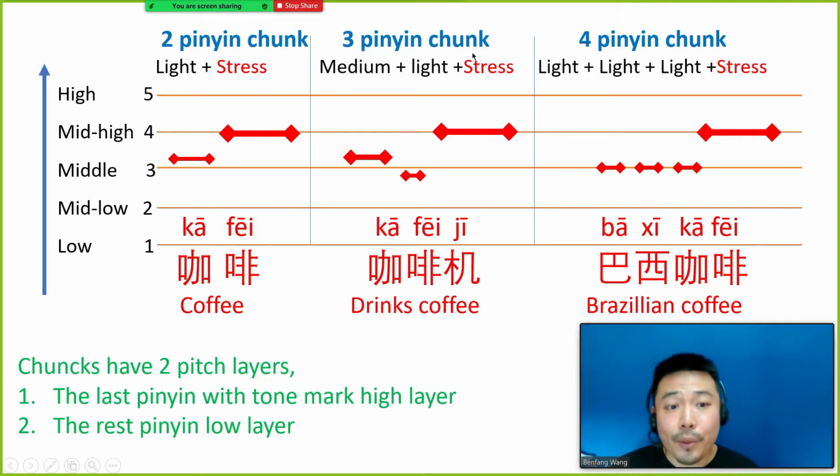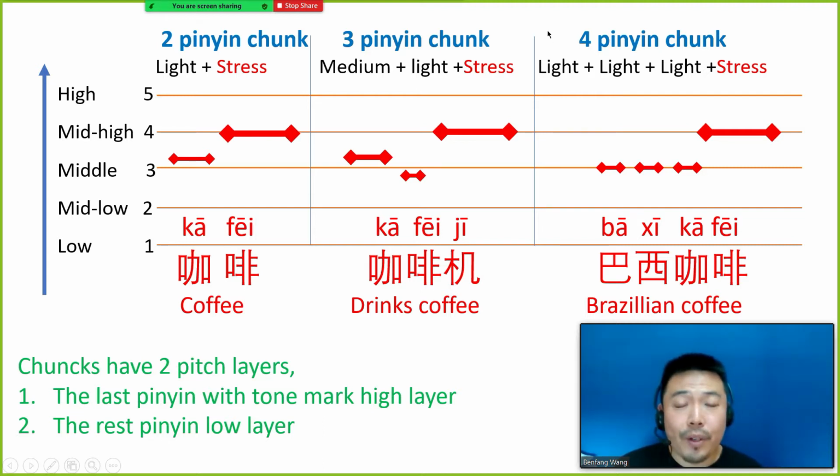For the 3 pinyin words, we have to apply the rule medium, light, stress. Coffee machine in Chinese is 咖啡机, 咖啡机. Now fei is not the last pinyin with tone mark. And in this 3 pinyin chunk, fei falls in the middle, which is the pinyin we have to make super light and fast. So in this way, coffee machine in Chinese will be 咖啡机, 咖啡机.